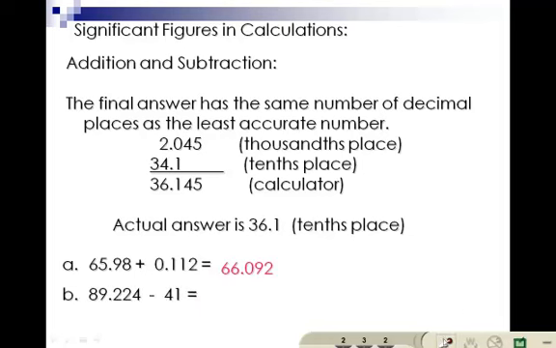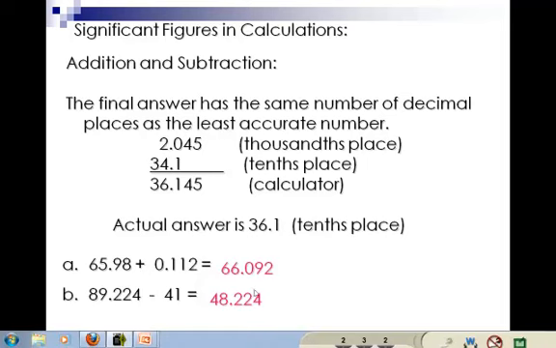Another one. Let's do a subtraction this time. 89.224 minus 41, and it comes to 48.224. I have 3 sig figs after my decimal in this first number. I have no sig figs after my decimal on this number, so I am not permitted to have any sig figs after my decimal. Will this 2 affect that 8? No, it will not. So my answer is 48.